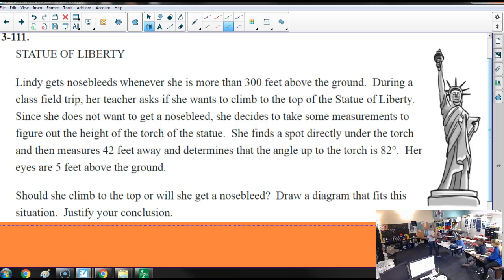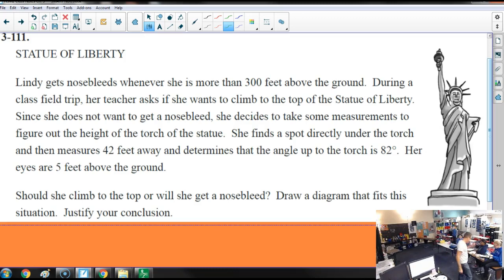Wait, can I try that? So when we come back from Discovery Day break, we're going to use these clinometers to measure objects outside. You guys have like 4. Always. My stuff is your stuff. So check it out, see how these things work.